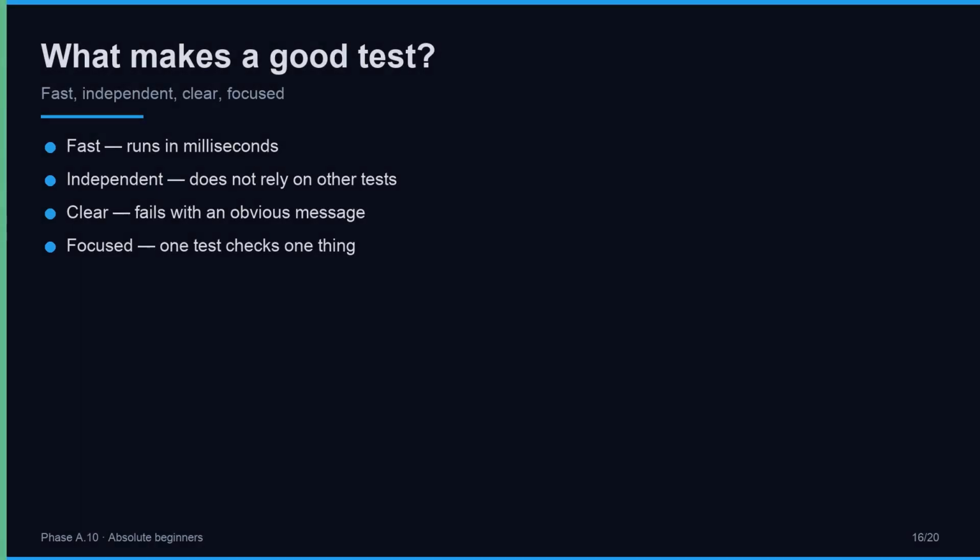What makes a test good? 4 things. Fast: tests should run in milliseconds, so you can run them constantly without thinking. Independent: one test should not depend on another, each must work alone. Clear: when a test fails, the failure message should tell you what went wrong without investigation. Focused: a single test should check one behavior. If a test does 5 things, you do not know which one broke. These 4 rules take a lifetime to master, but they are the entire craft.